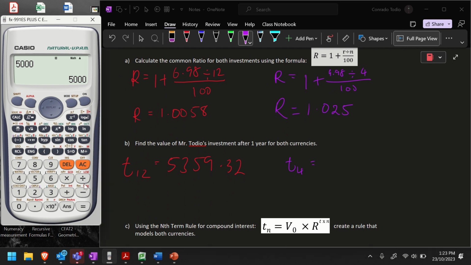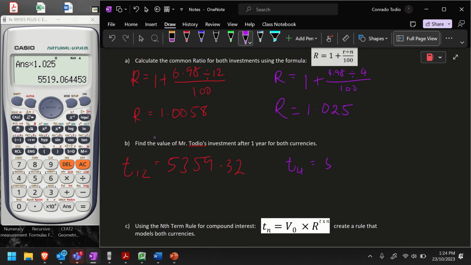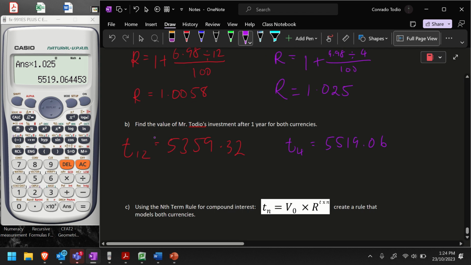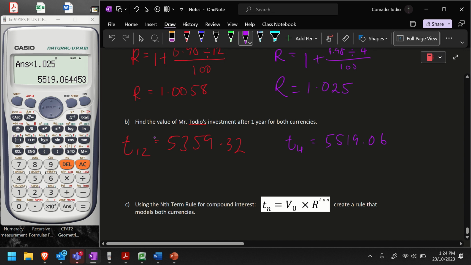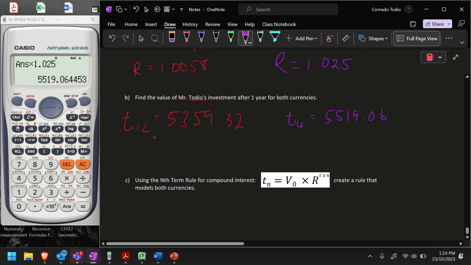Okay, so it's going to be 5,000 times 1.025 4 times. So there's term 1, term 2, term 3, term 4. That gave us 5519.06. Okay, so some of you are saying, I reckon you'll get more money out of Bitcoin. But according to this, after the first year, you've already made a bit more money using Ethereum. But we'll see what happens because you guys are right in thinking the number of compounds does affect it.